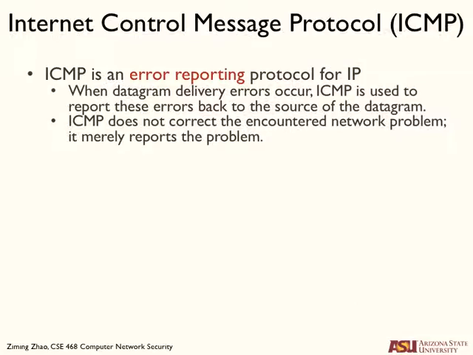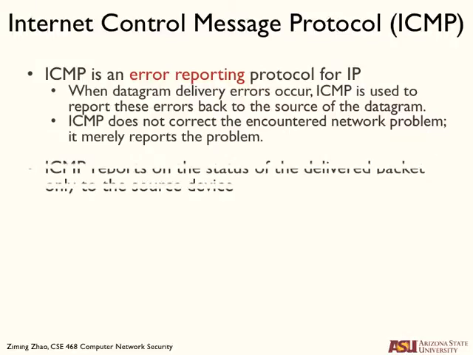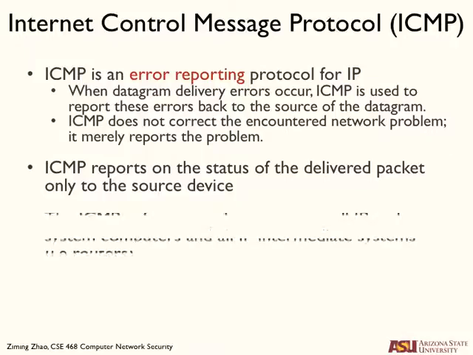That's why we have a new protocol, ICMP. This protocol is to help us. If something is going wrong with IP, we use this protocol to report there is an error. So ICMP is an error reporting protocol for IP. When datagram delivery errors occur, ICMP is used to report those errors back to the source of the datagram. ICMP doesn't correct that. It doesn't have the ability to correct that. It will only report that back to the source, not to the router.